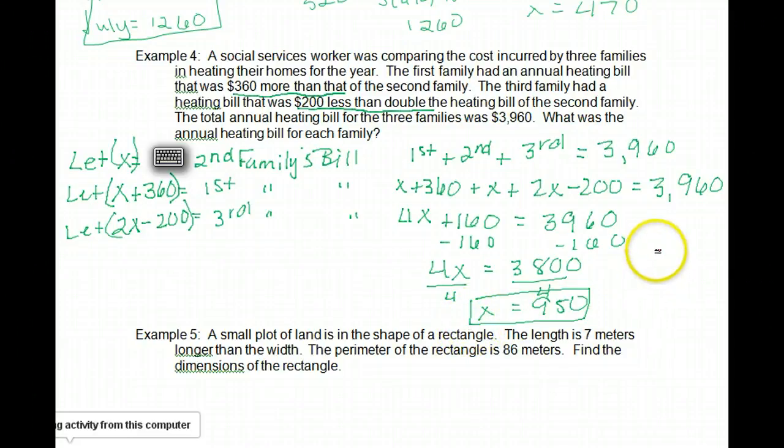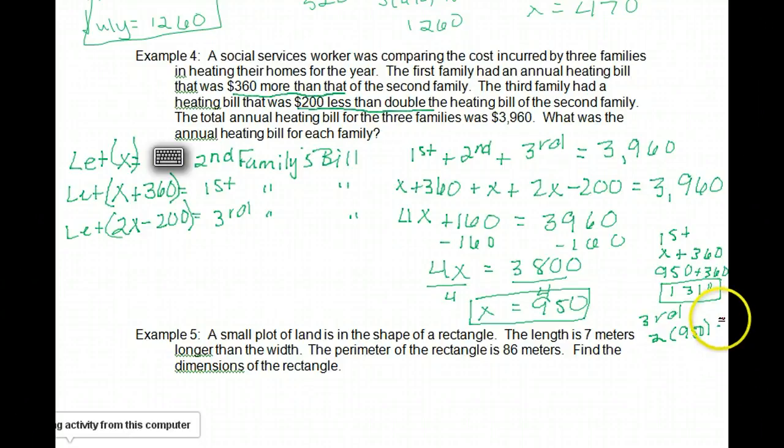We must now go back and find the values for the first and third family as well. So the first family's expression needs to be found by taking x plus 360. So 950 plus 360 equals 1,310. And the third family's bill is found by doubling our 950 and then subtracting 200. And that value works out to be 1,700.